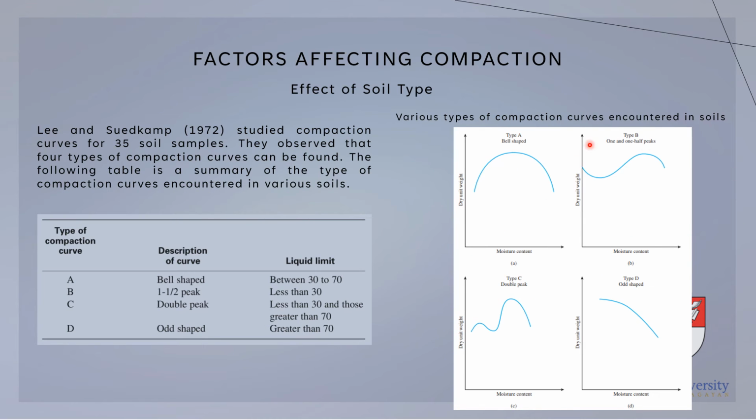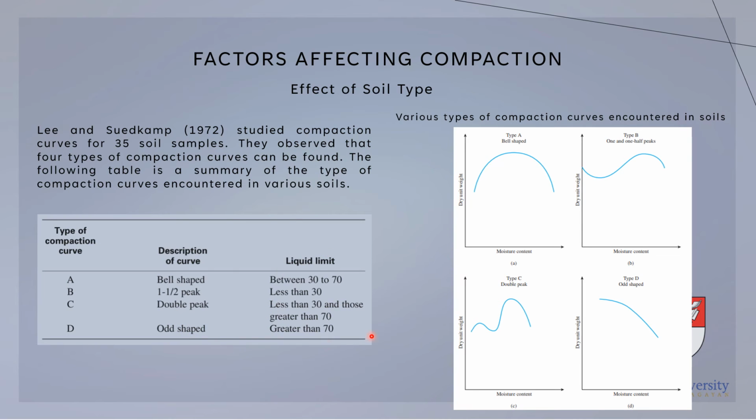So you also have here the different shapes of compaction curves encountered in different types of soil. Lee and Suedkamp studied compaction curves for 35 soil samples. They observed that 4 types of compaction curves can be found. The following table is a summary of the types of compaction curves encountered in various soils. The types of compaction curve are A, B, C, and D, and their shapes are bell shape, odd shape, and double peak.